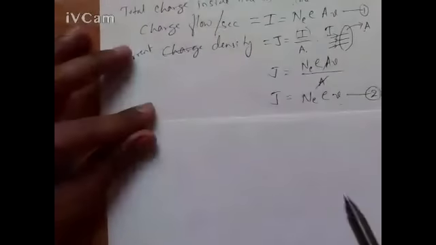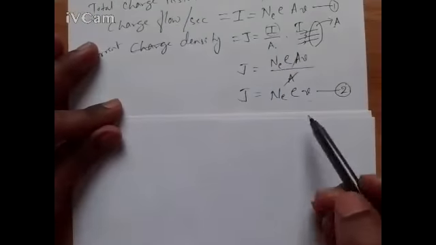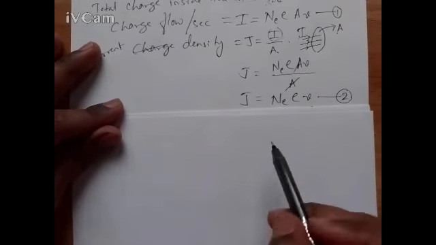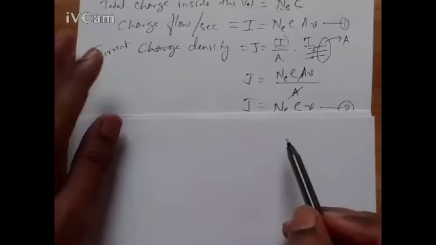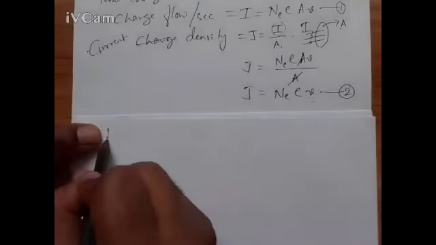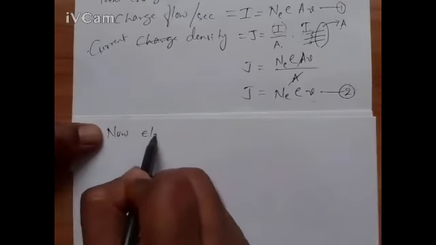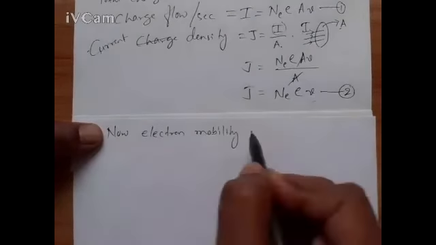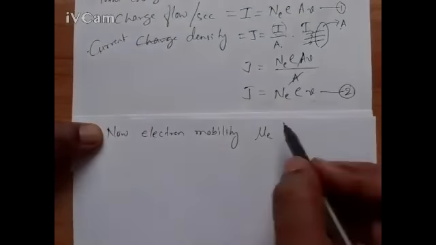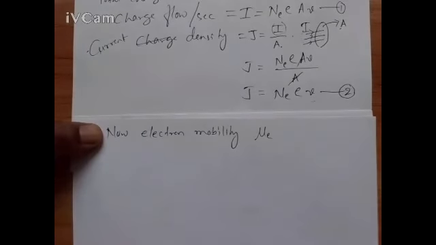Okay, so this is the current density, equation number 2. In this equation we have to substitute for the electron mobility. What is this new term? It is called mu e. Electron mobility is nothing but how fast the electrons can move, how fast they will shift.